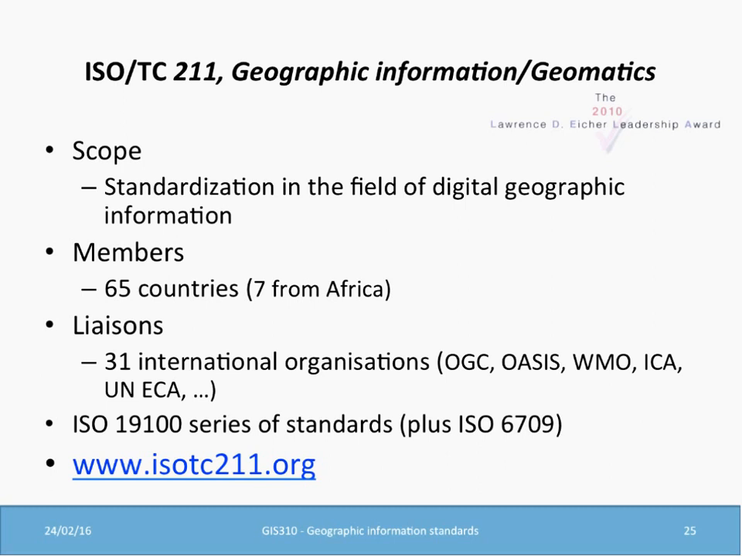So in TC 211 there are 31 international liaisons. You would recognize OGC, OASIS, ICA, the International Cartographic Association, UNECA. So various bodies would participate in this process because they have specific fields. So for example, with OGC and OASIS, when we look at standardization with web services, so anything that has to do with internet mapping, they have a lot of expertise in this and they would thus contribute to this process.